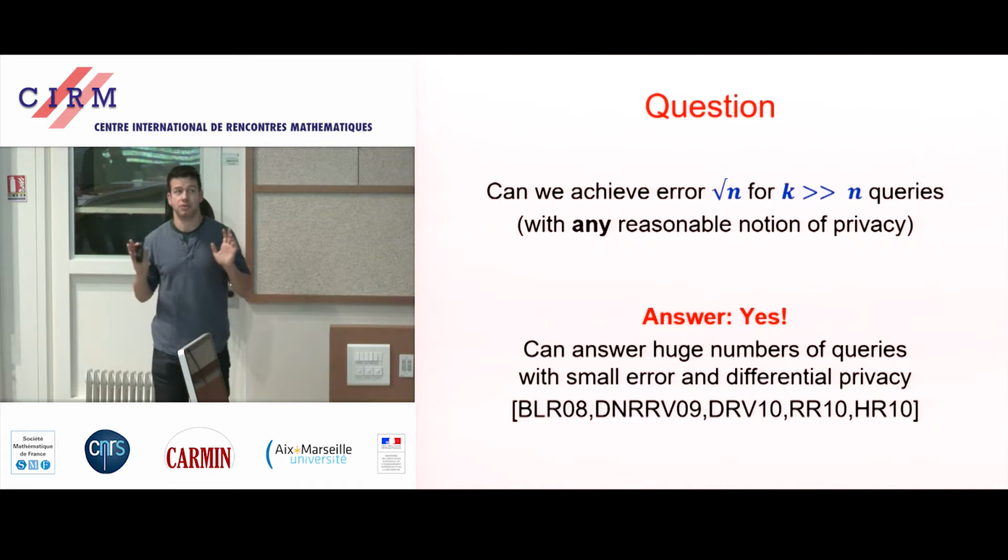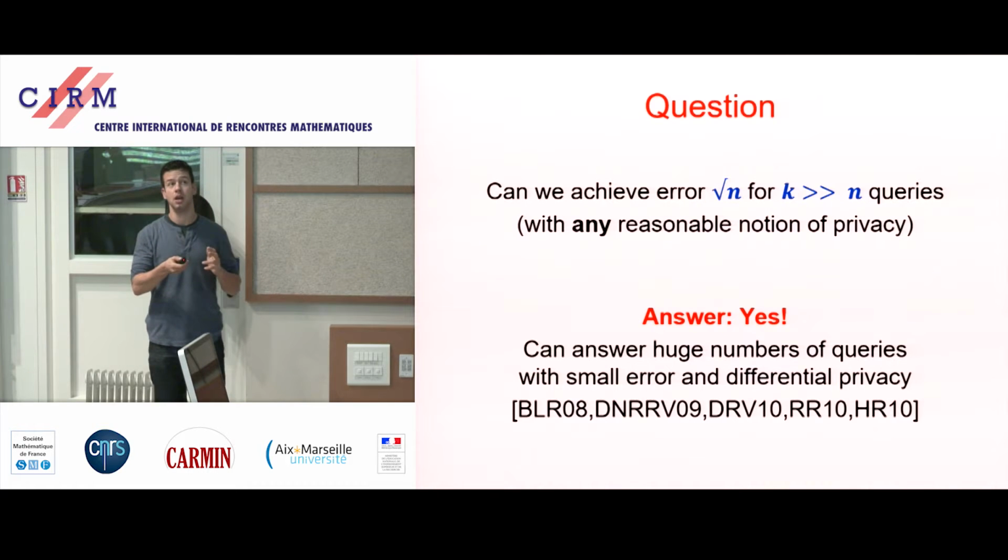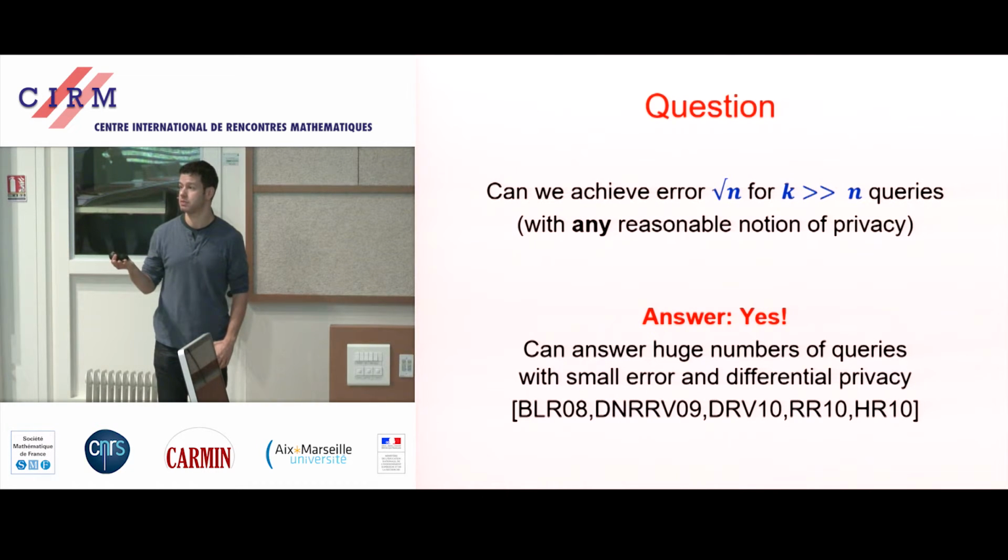And notice this is, I think, a fundamental question that has nothing to do specifically with differential privacy. Is there any reasonable notion of privacy under which we can release, say, an exponential number of statistics without compromising the entire database? That's a good question to ask. We don't know the answer to that.